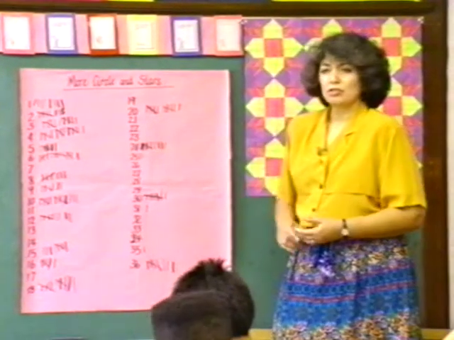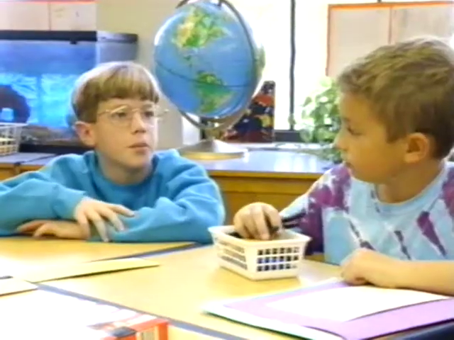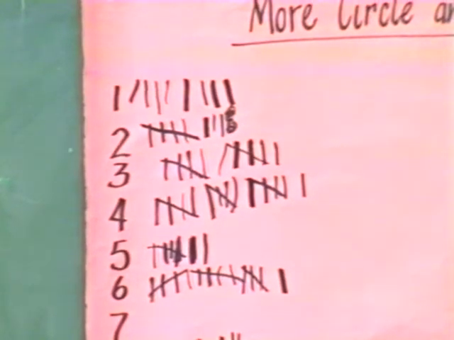What can you tell me about the chart? What are you noticing? Most of the even numbers are more possible. Give me an example. What do you mean by that? Like 2 and 4 and 6 look like they've got a lot.